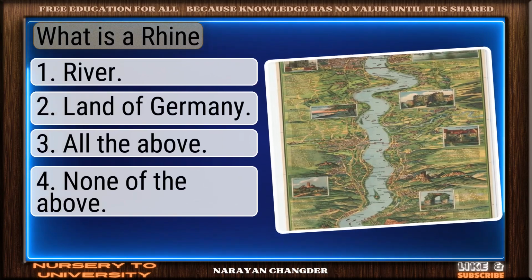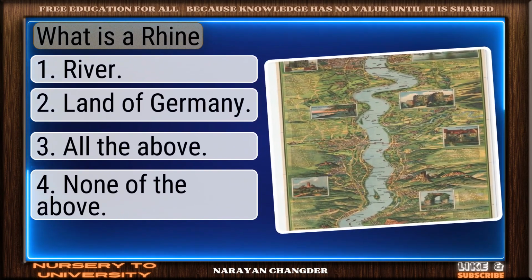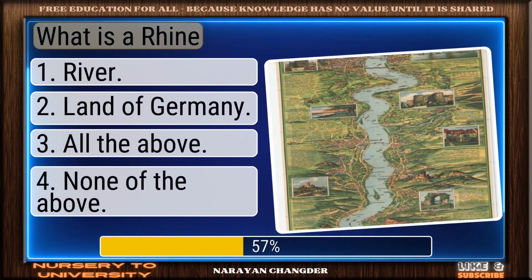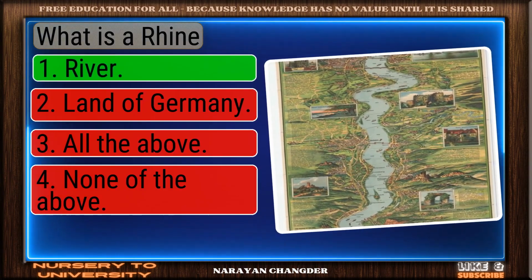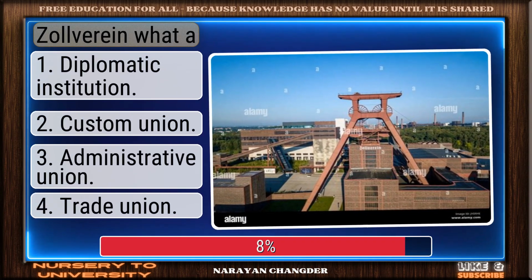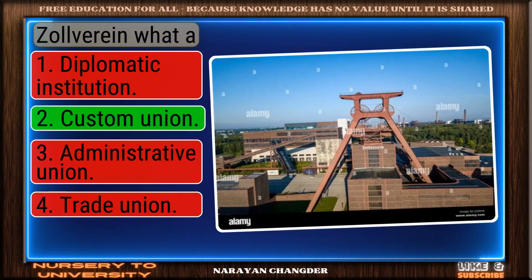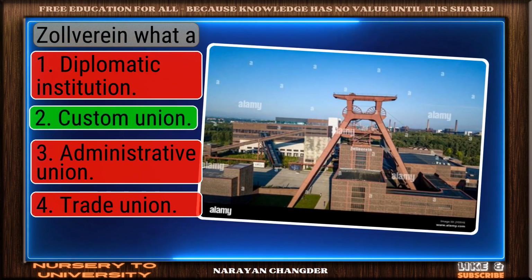Can you solve all these Class 10 History Chapter 1 The Rise of Nationalism in Europe questions? What is a Rhine? Great job. River is accurate. Zollverein, what a... Good thinking. Customs union is right.